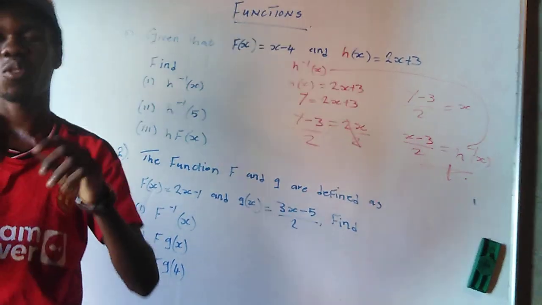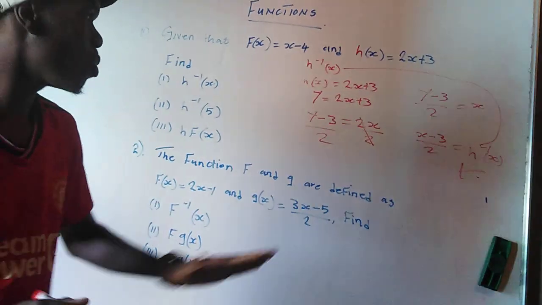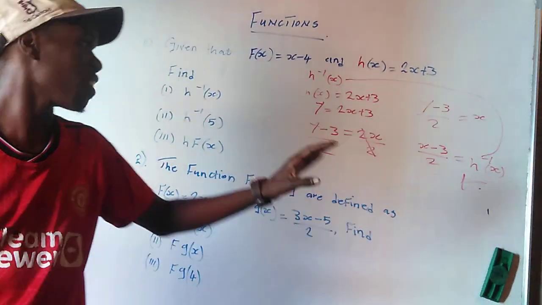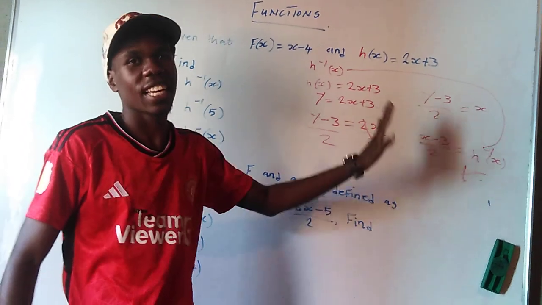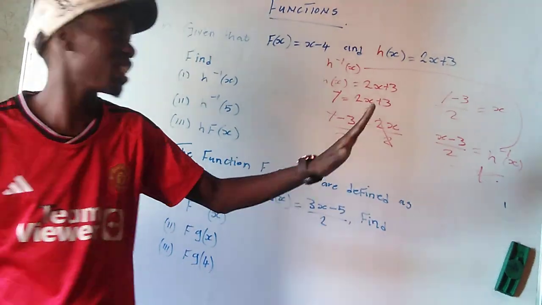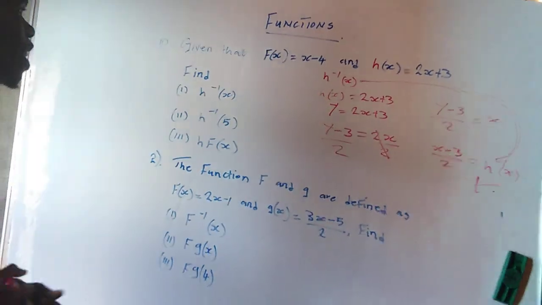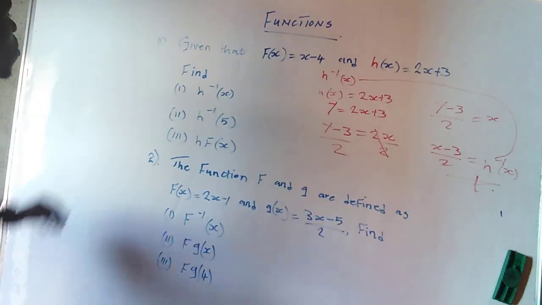Just you doing that, it's a 2 mark given. Just you doing this, it's a 2 mark that is given. So this is the first solution. This is how you solve the inverse of the function. As simple as that. Okay, so now let's move to the second Roman numeral.